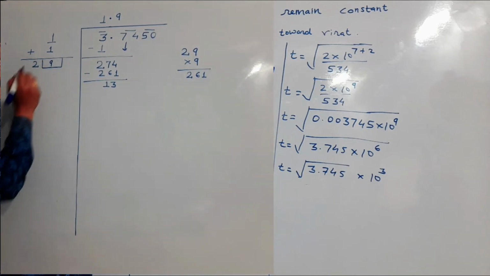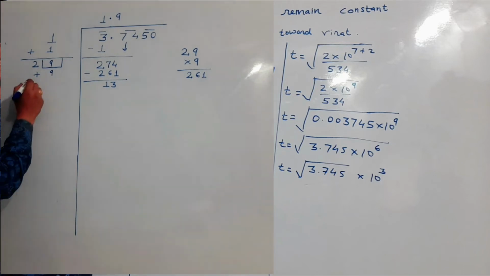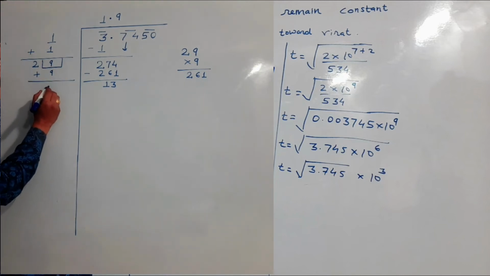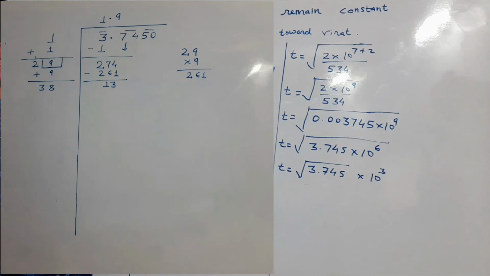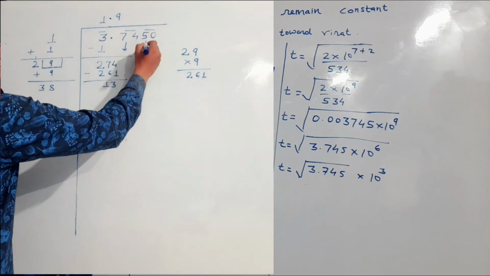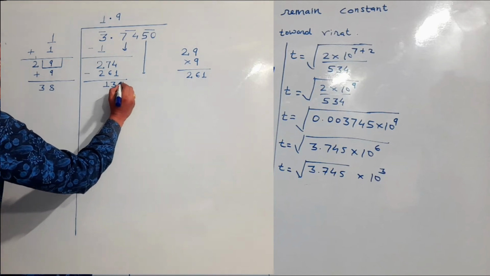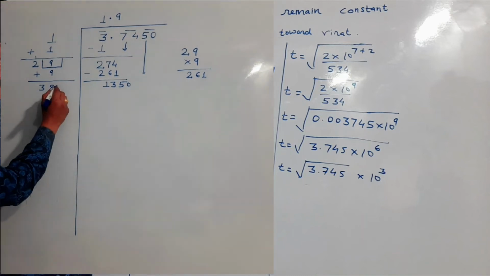Then the number which we have taken, we will add it with the same number, and here you will get 29 plus 9, 9 plus 9, 18, 8, 1 carry, you will get 38. Now my dear student, again here this pair will take it down, and then this number will be 1350.